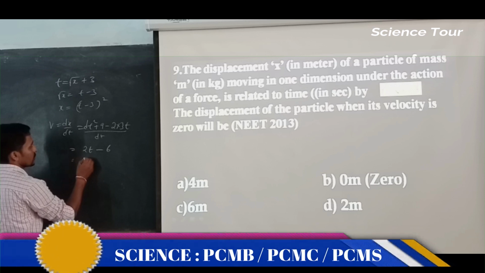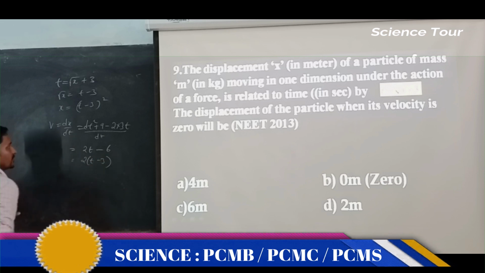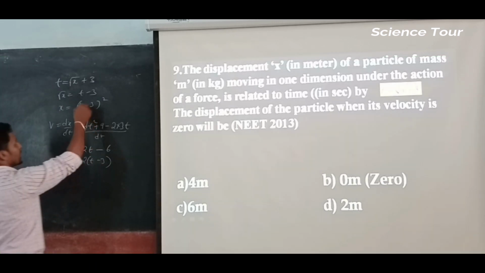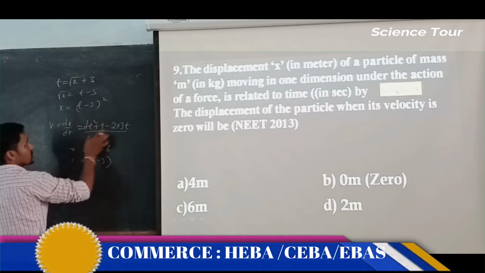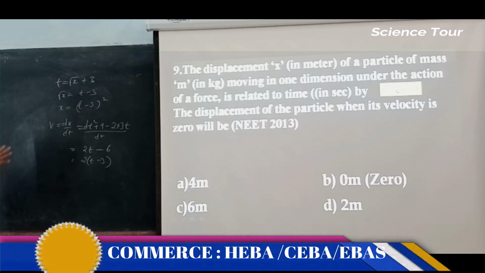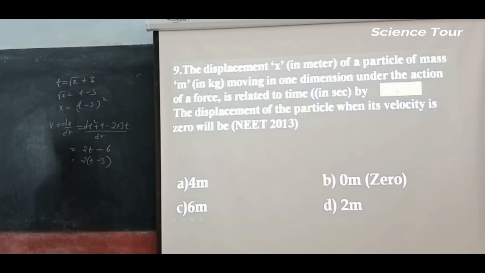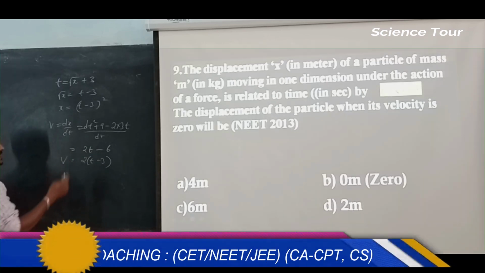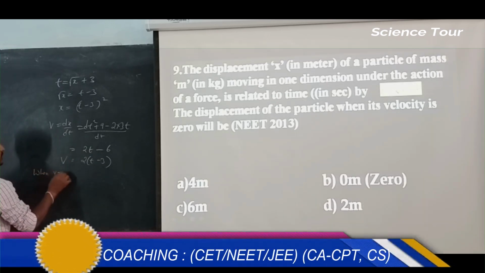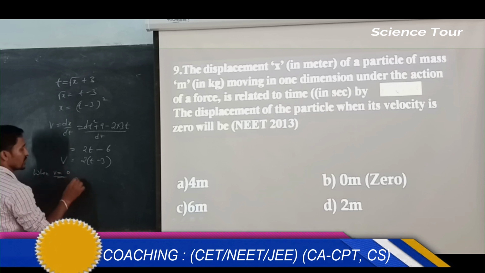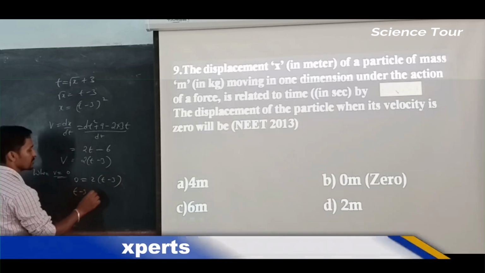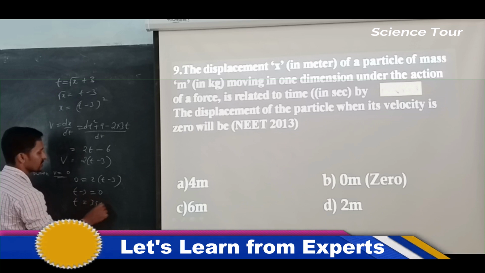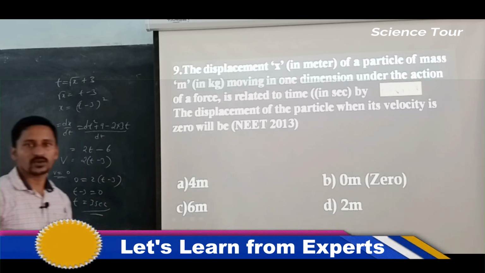That is nothing but 2 into (t minus 3), which you can also write directly. Not all the time can you apply it directly because the situation is different. Here t minus 3 you can differentiate directly, but not every time. So v is this much. When v is 0, 2 into (t minus 3) becomes 0, so t minus 3 equals 0, and t is equal to 3 seconds. When t is 3 seconds, v is 0.